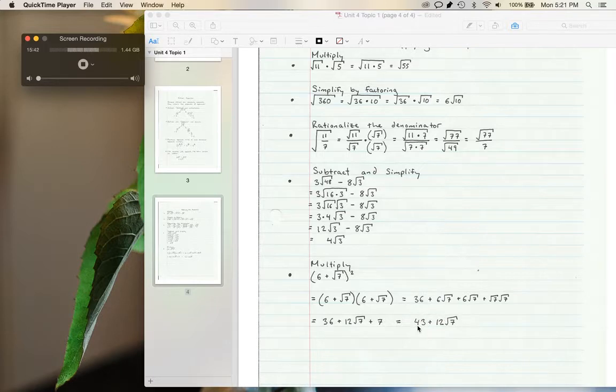Now at this point, I've combined all of my numbers that don't have a radical sign, and everything under the radical, under this square root, is as simple as it's going to get, because 7 doesn't have any factors that are perfect squares. So it looks like I have successfully multiplied and simplified my result.